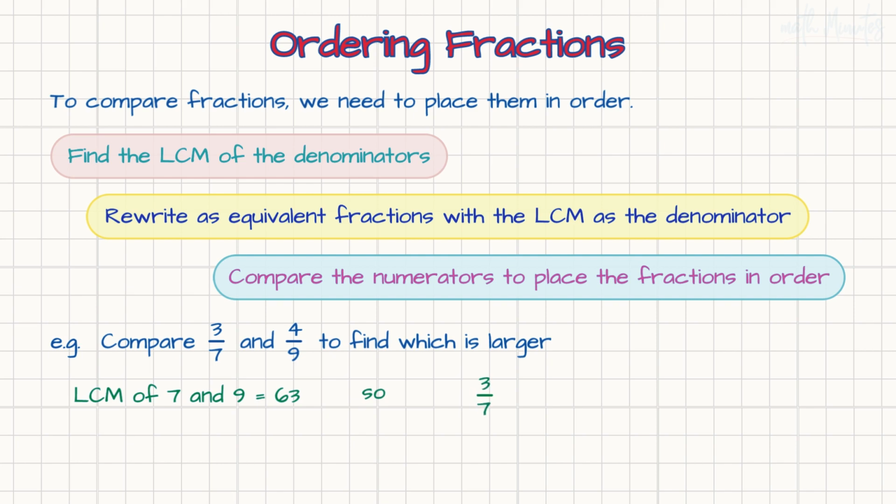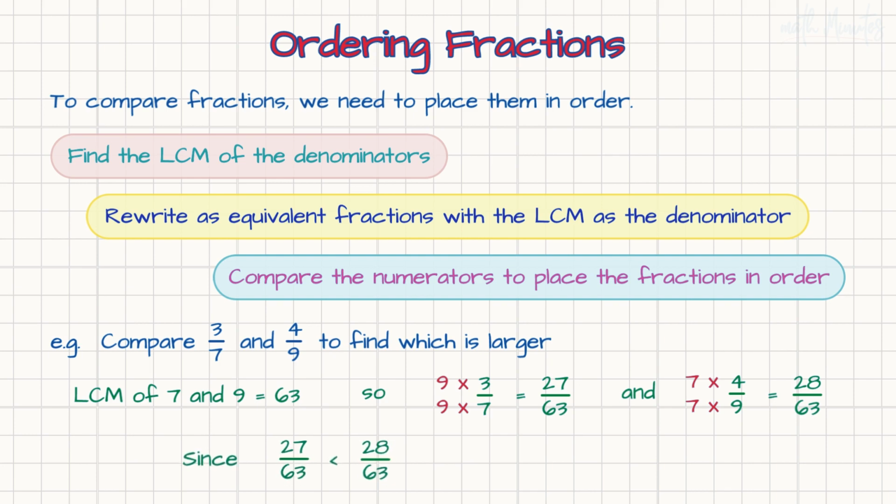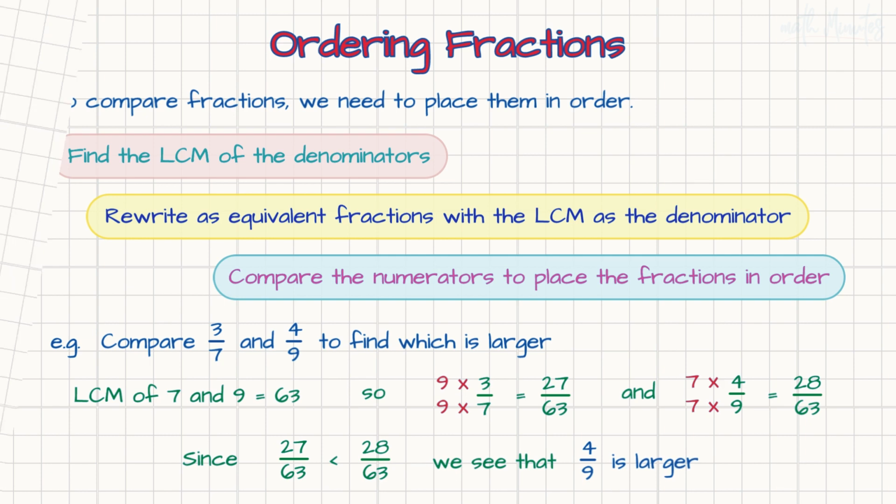We multiply both the numerator and denominator of 3/7 by 9 to get 27/63. Then we multiply the numerator and denominator of 4/9 by 7 to get 28/63. Since 27 is less than 28, we find that 4/9 is larger than 3/7.